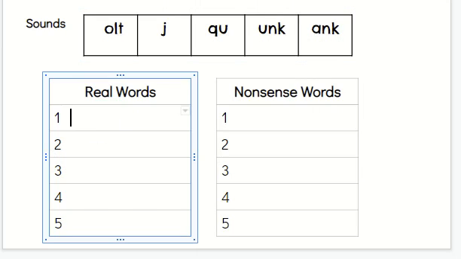Let's do some real words. I say the word, you repeat it, and then you write it. Number 1, standoff. Repeat it. Stand off. Stand.